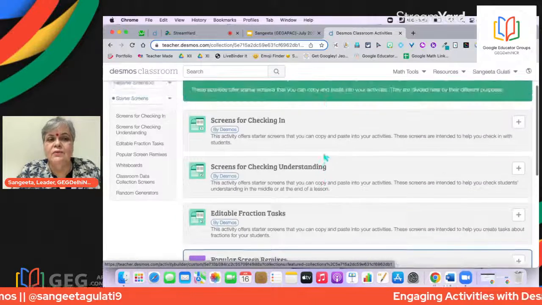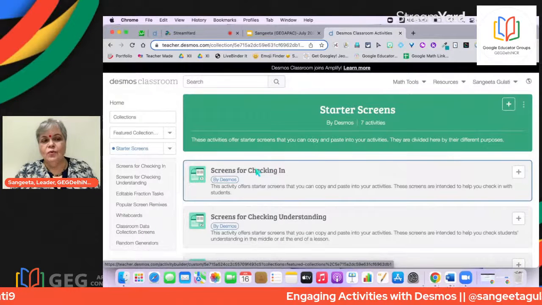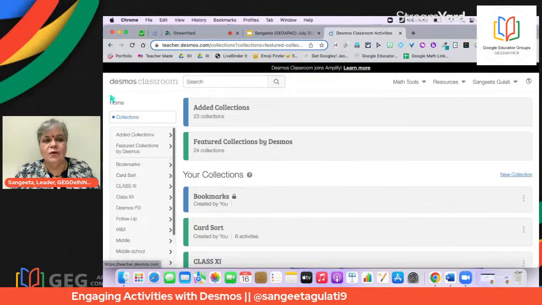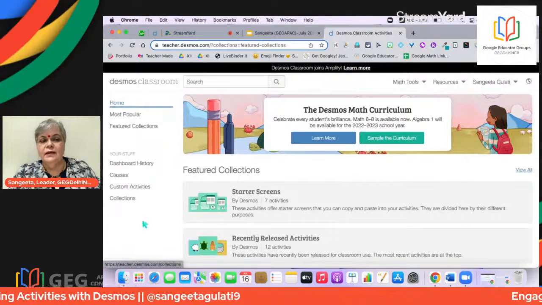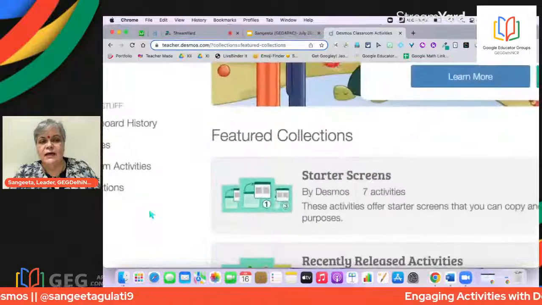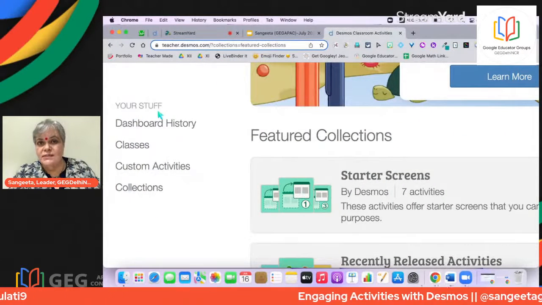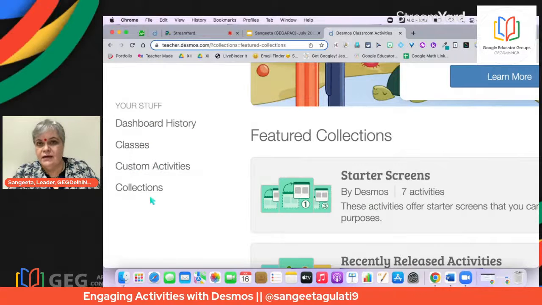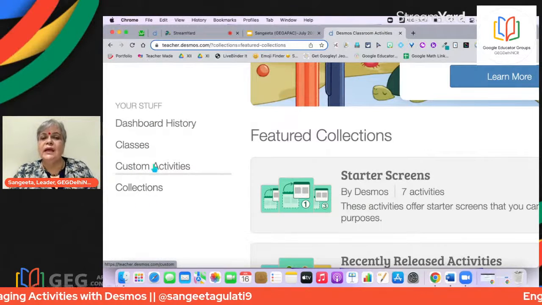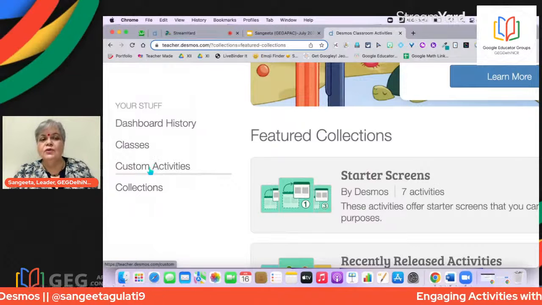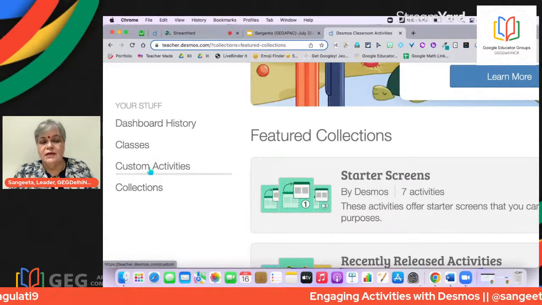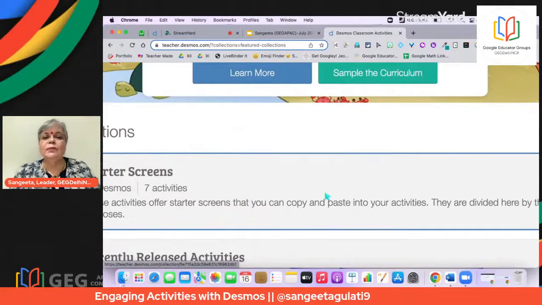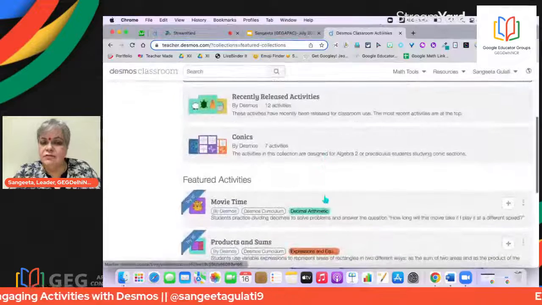So let's take a look at where you start making your own. If I go back to the home page, here on the side are the options under your stuff: dashboard, history, classes, custom activities, and collection. If you want to create an activity of your own, you can start with custom activities. If you have already identified an activity you want to make use of, let's start from there.